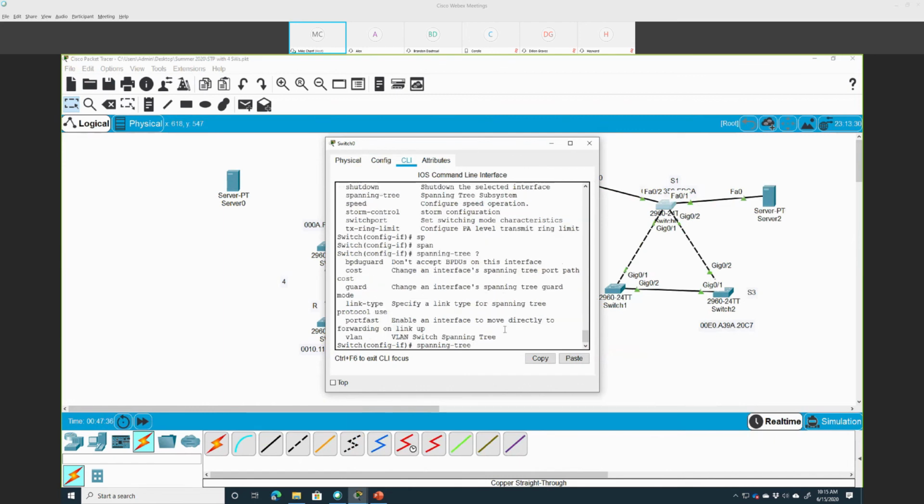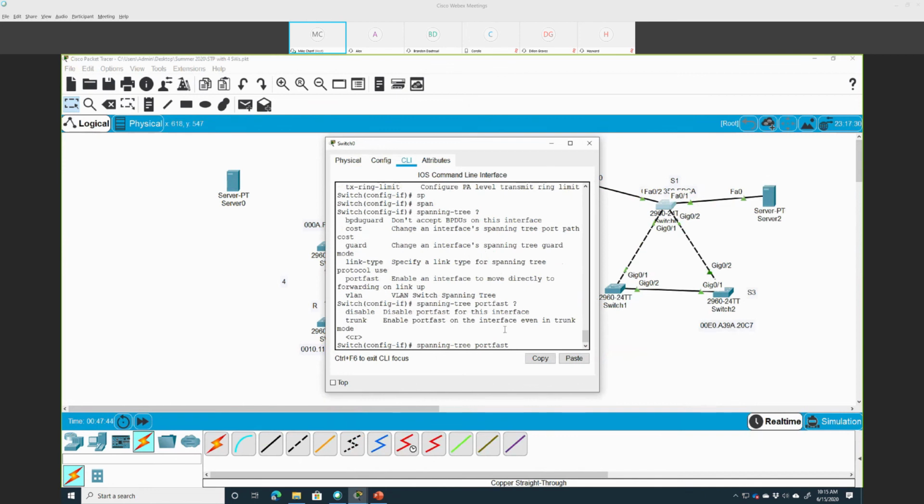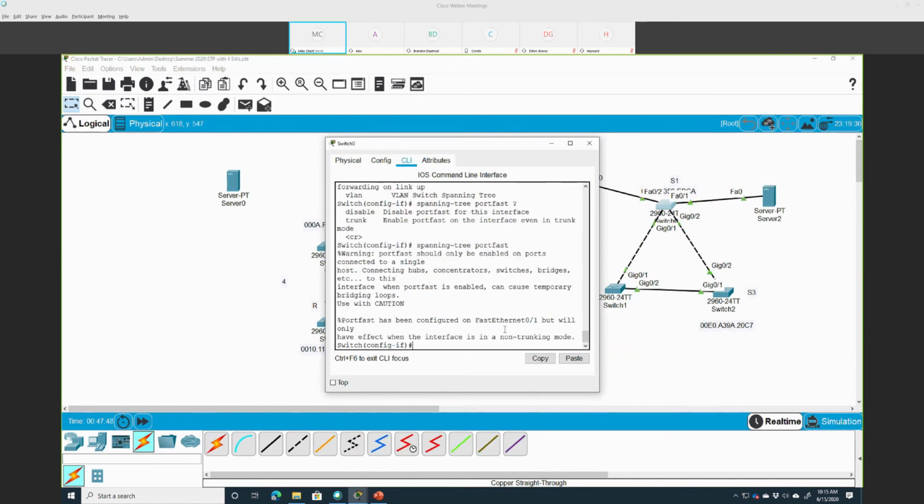Questions. Port fast. Port fast. Yep. Okay. And you have to do spanning tree.